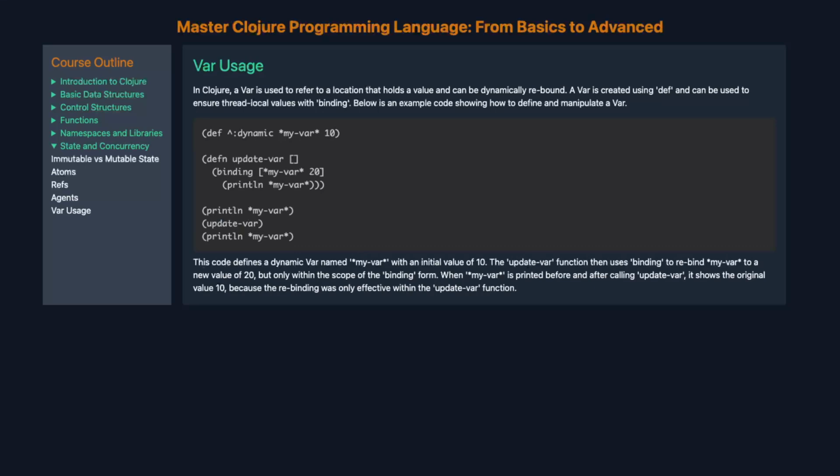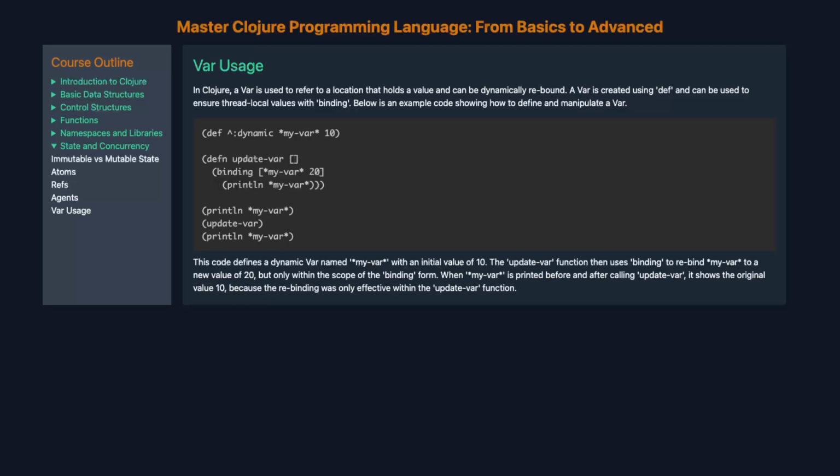Var usage. In Clojure, a var is used to refer to a location that holds a value and can be dynamically rebound. A var is created using def and can be used to ensure thread-local values with binding. Below is an example code showing how to define and manipulate a var.